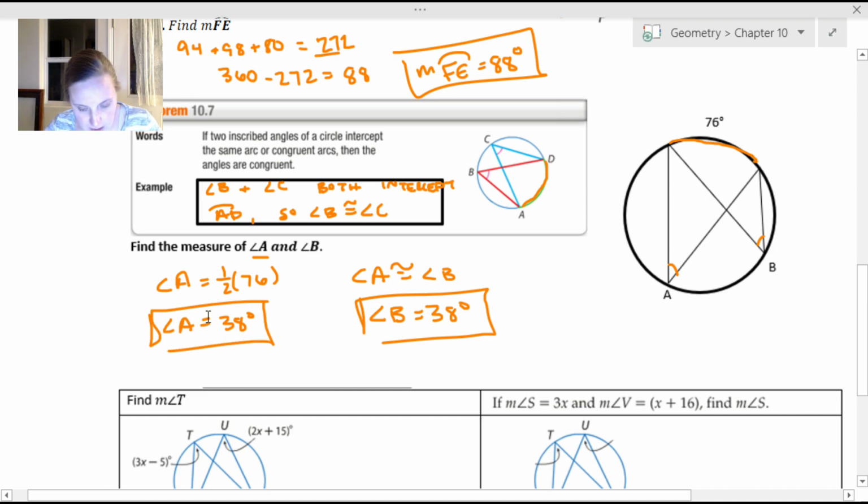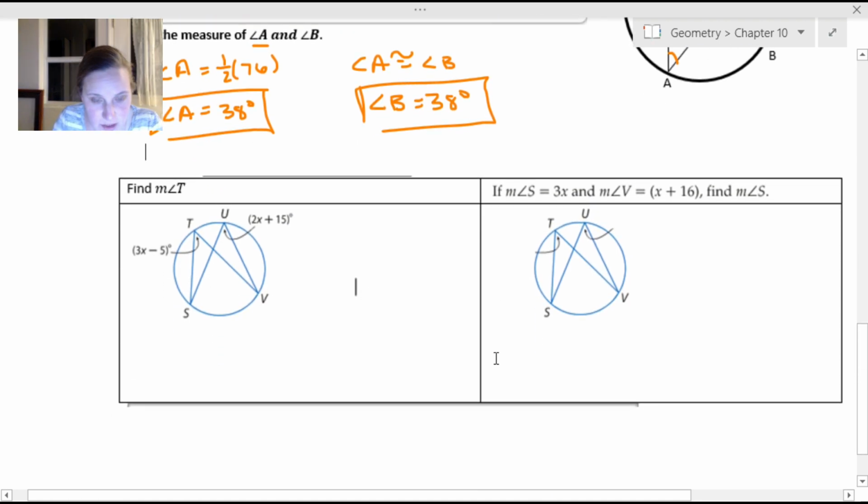All right, try these two on your own, see what you get. It says find the measure of angle T, so you've got to plug it back in at the end. First, angle T and angle U are both intercepting SV, so I know that they're equal to each other. So I can just say 3x minus 5 is equal to 2x plus 15, and that's because angle T is going to be equal to angle U because of that theorem that we just went over.